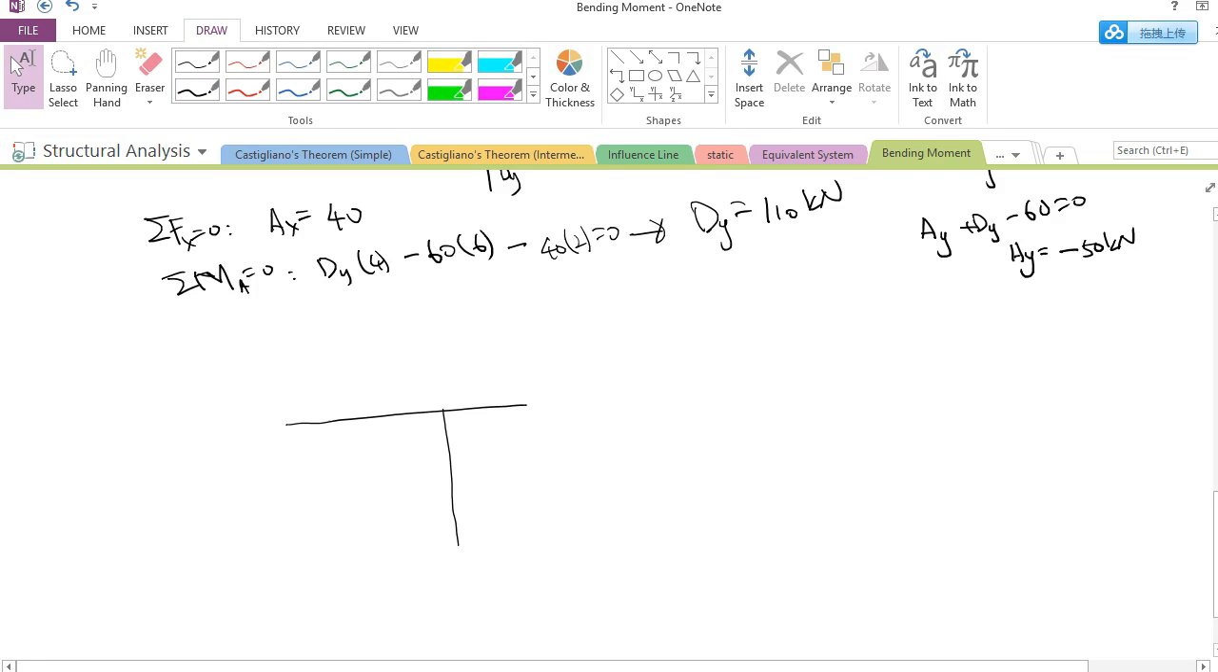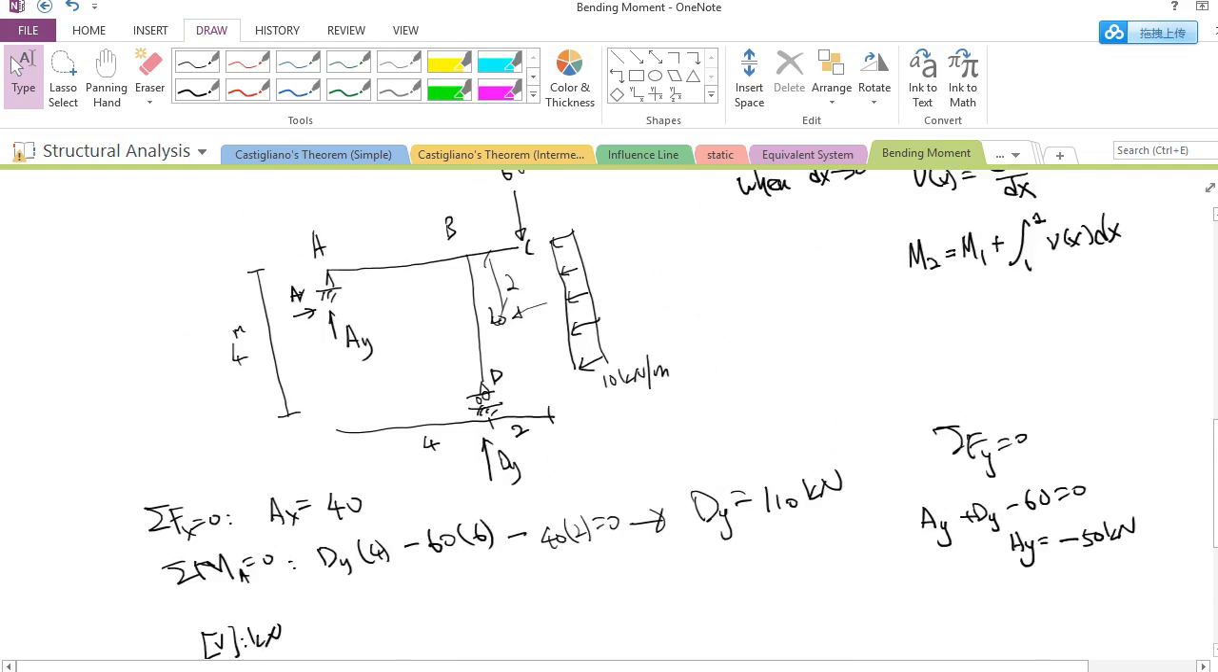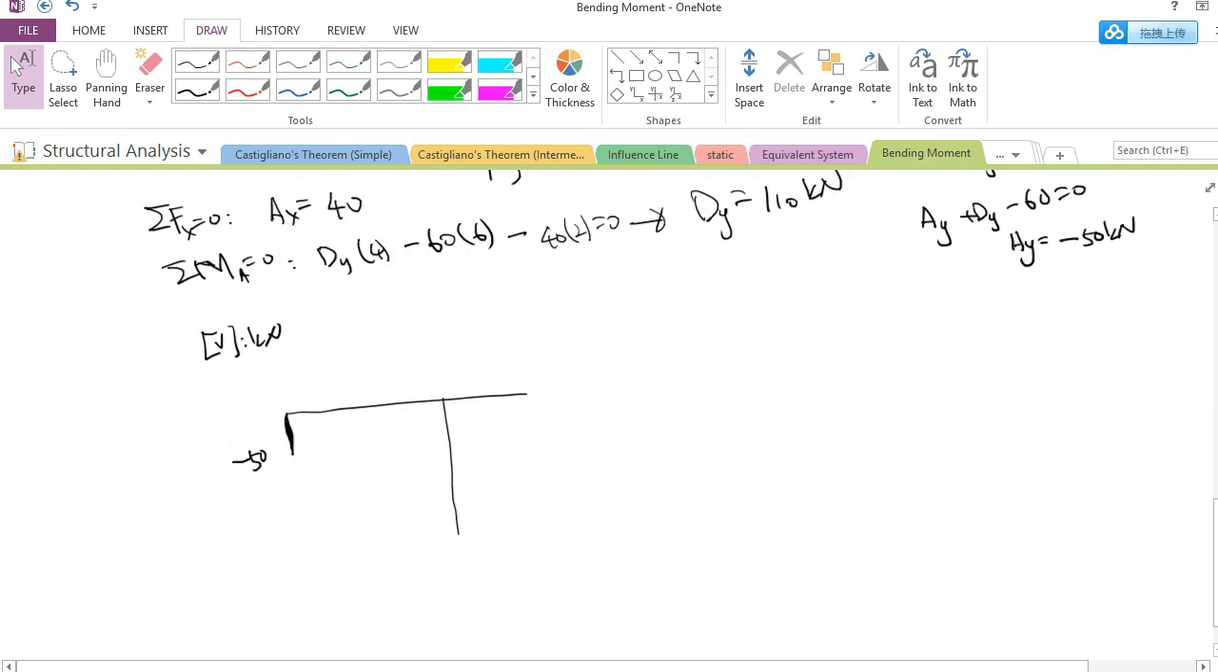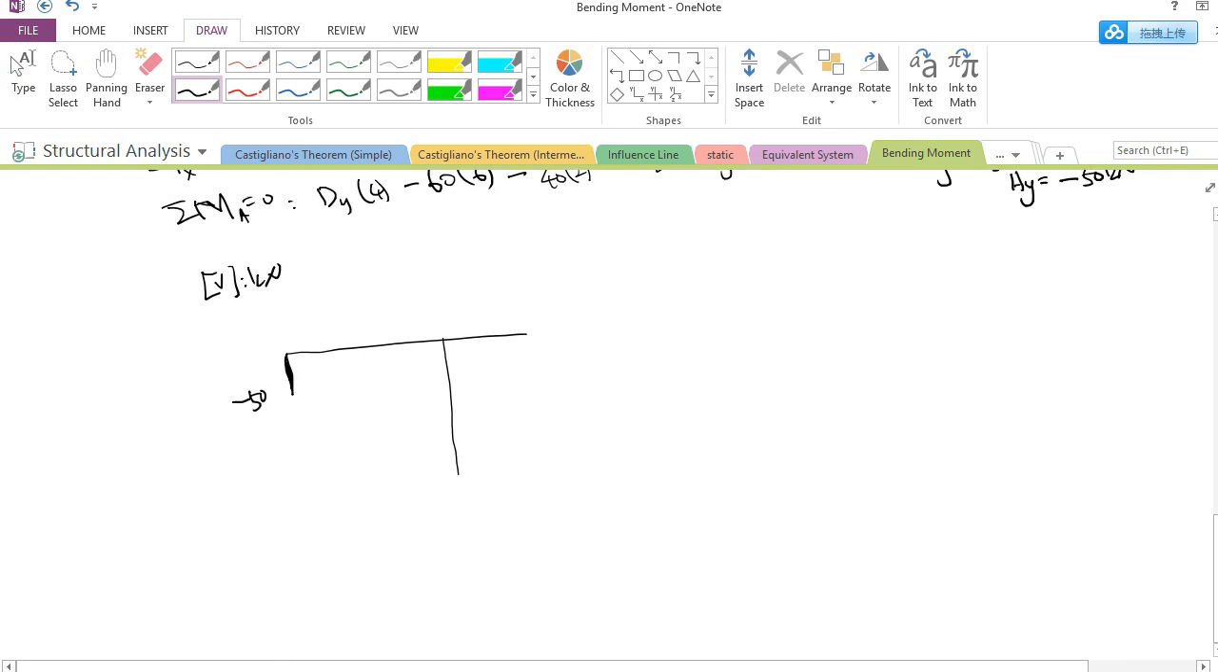Okay, so Ay is negative 50, so it means that the shear force diagram is something like this. Negative 50. And then because there is no distributed force or any forces in between AB, the shear force remains unchanged.